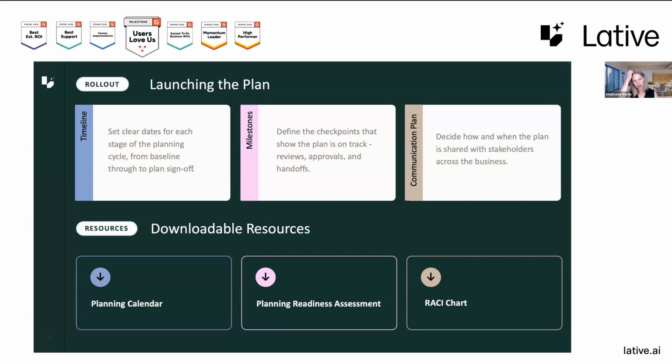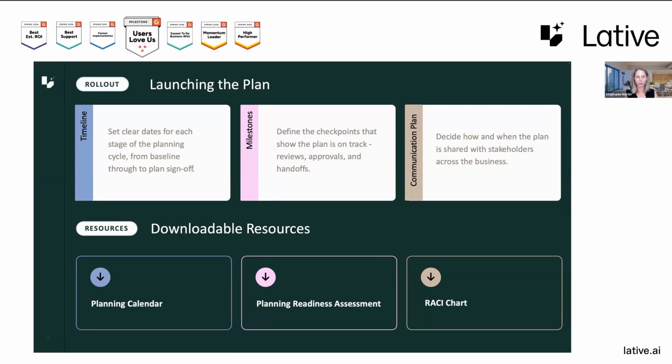So the first kind of step to launching this plan, once you've done all the steps leading up to the plan, I'll even back up, before you even start planning, you want to set a timeline.